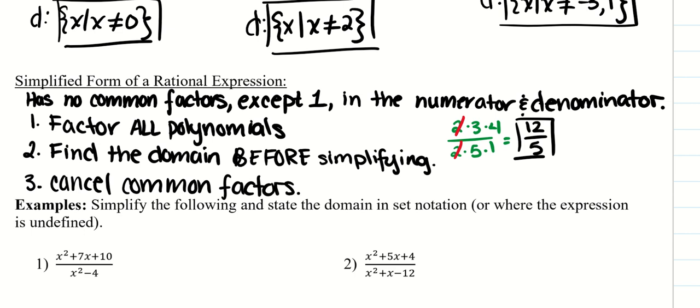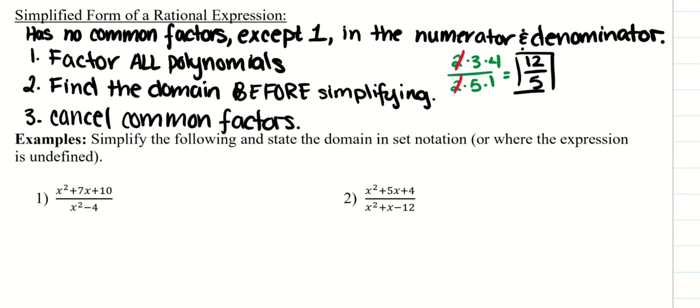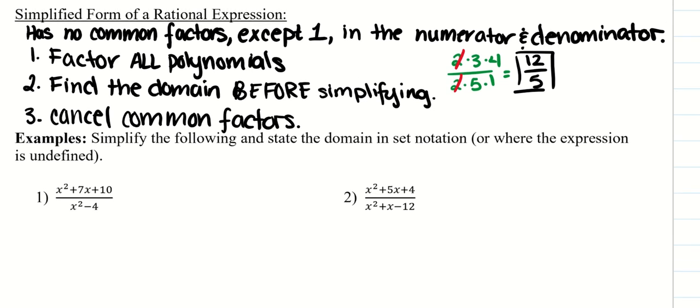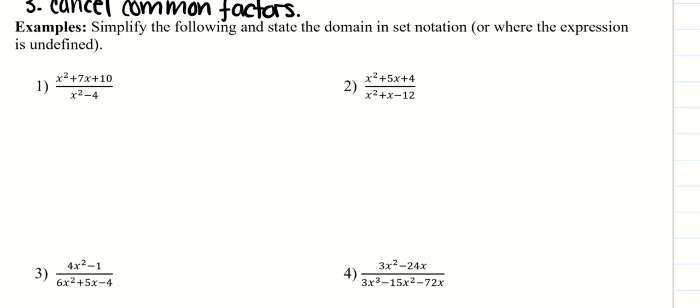Just like I canceled the 2 and 2 of the fraction to the right. Okay, so to simplify the following, state the domain in set notation. So I'm going to set the denominators equal to 0 after I factor. So I need to factor first.